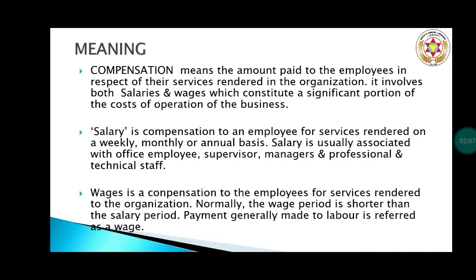Wages are compensation to the employees for services rendered to the organization. Normally, the wage period is shorter than the salary period, and the payment generally made to labor is referred to as a wage. It is generally provided to unskilled labor or the workers working in the organization, on either a daily or weekly basis. It is a remuneration paid for the services of labor in production, given periodically to the workers. It might be on an hour basis, or a day basis also.